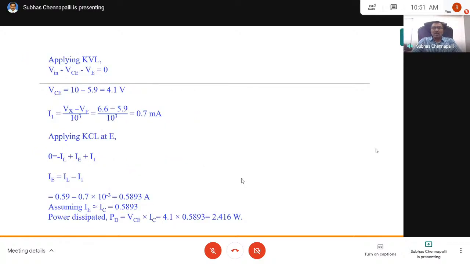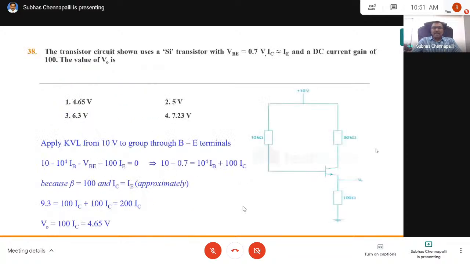Now you have one more question. It is a fixed bias with emitter resistance. Just recall that the Q point is stabilized in a better way. He is asking what is V naught. So for that I have to calculate the current through this.